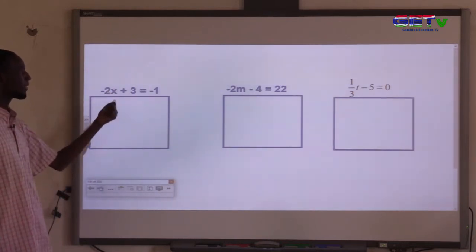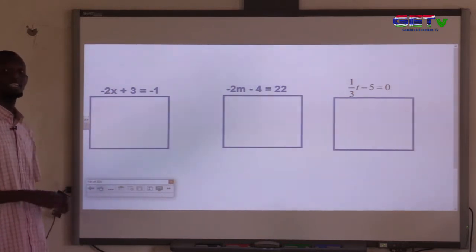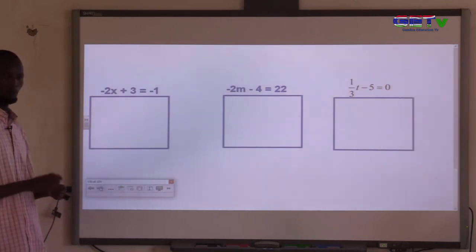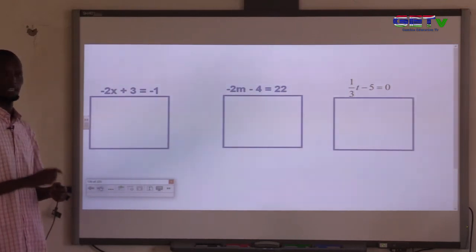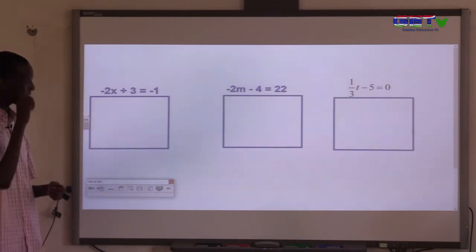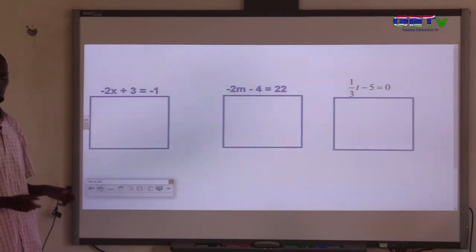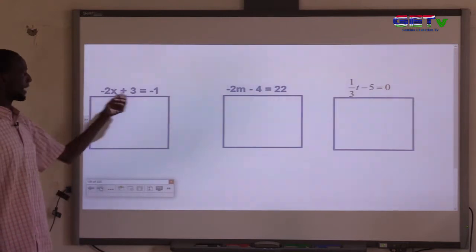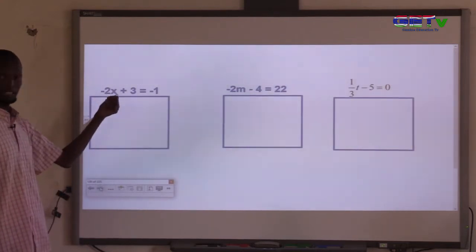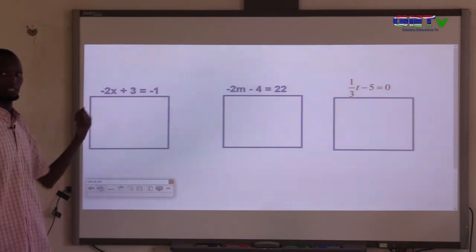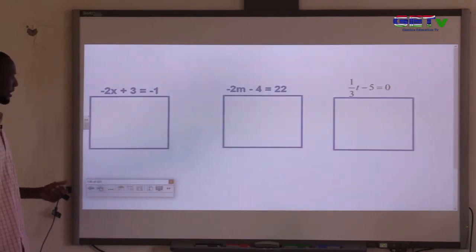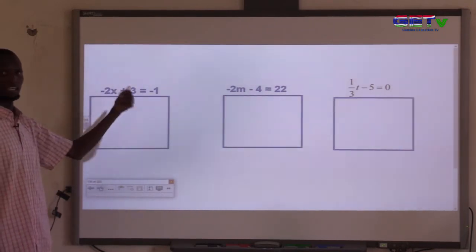Negative 2x plus 3 equals negative 1. Again, we are trying to isolate the variable. We are trying to make sure the variable is all alone on one side of the equation. That's all we are trying to do. Now, where the variable is, we have negative 2x, which is negative 2 times x. That's a multiplication. And we have plus 3, and that is an addition.